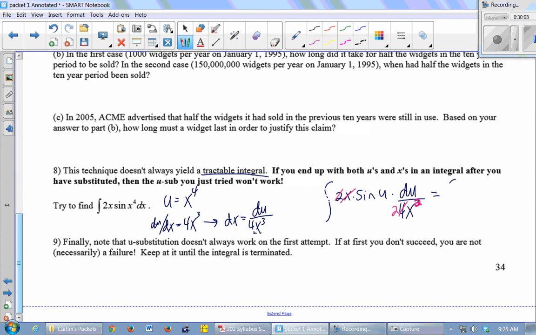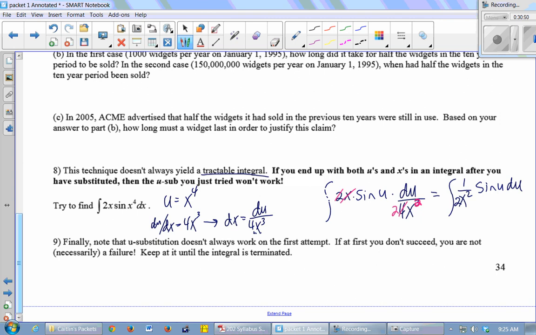So now I have the integral of 1 over 2x squared, sine u du, and I'm stuck, right? I have x's and u's in this integral. I cannot finish this. After you've done all of your substituting, all the x's should go away. If they don't, you got to start over and pick a different u. And if you've tried 3 or 4 or 5 different u's and you can't make it work, maybe u substitution won't work on this, and you got to try a different technique. As of today, this is the only technique we have. So if it doesn't work, you just move on.